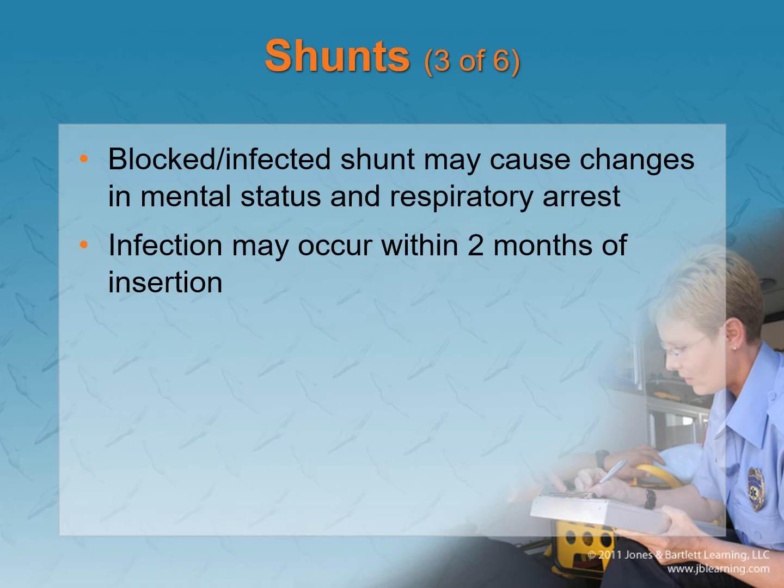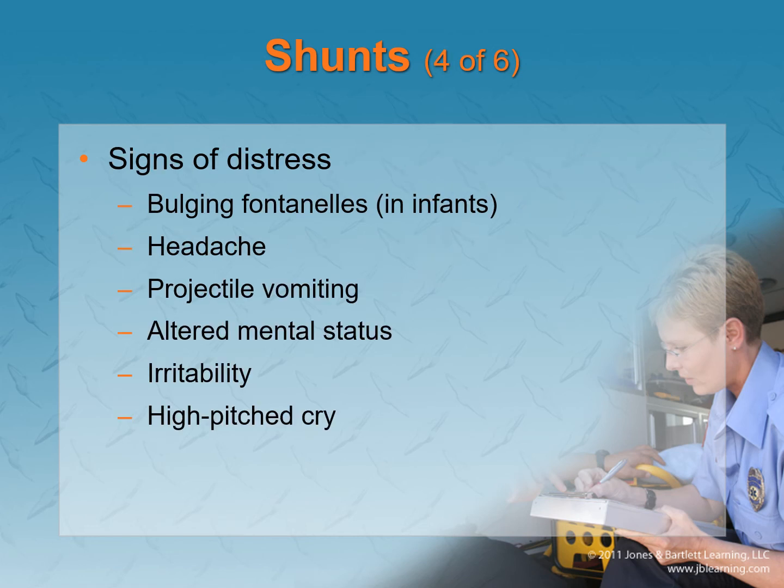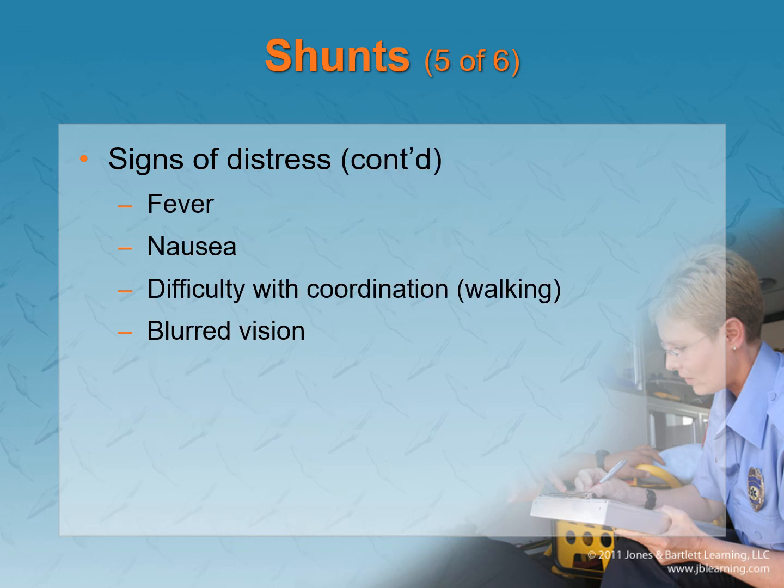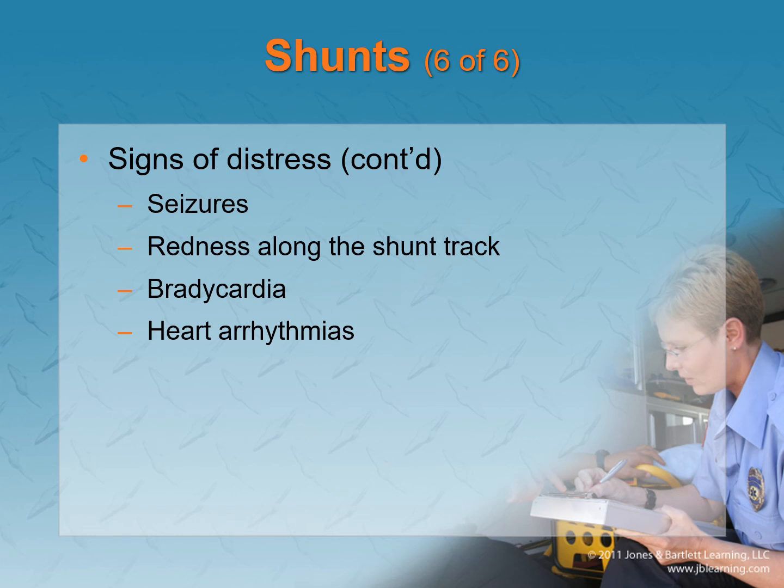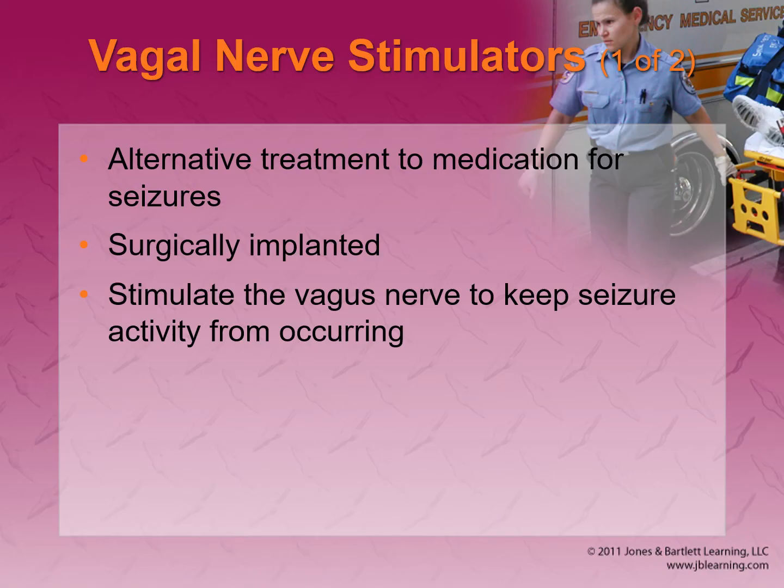So blocked or infected shunts could do a lot of damage in patients. Be real careful with these. If we have an infant with a shunt, we're looking for those bulging fontanelles. If that head starts to swell on top, then we can assume that there's a buildup of CSF. A patient might have a headache, projectile vomiting, altered mental status, irritability, all that stuff. Blurred vision, seizures, even bradycardia, heart arrhythmia. So like I said, if a shunt goes wrong, there's a lot of stuff that can happen. If you're thinking that that's a shunt malfunction, this person needs to go to the hospital right away.